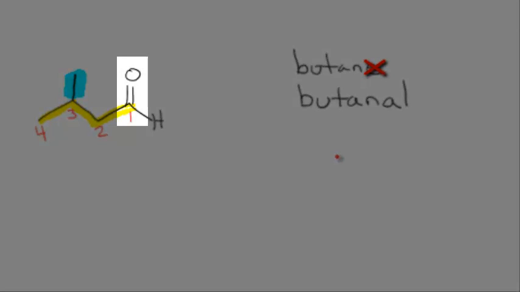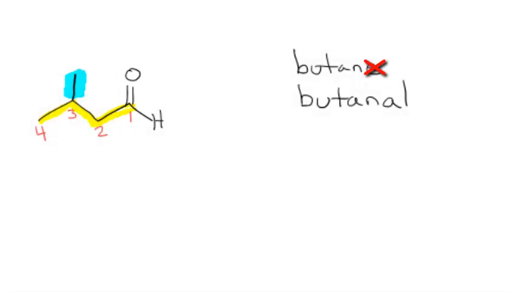So naming our compound, substituent 3-methyl, no other substituents, so we just latch on the parent name, butanal. So the name of this compound is 3-methyl butanal. Let's take a look at another compound.